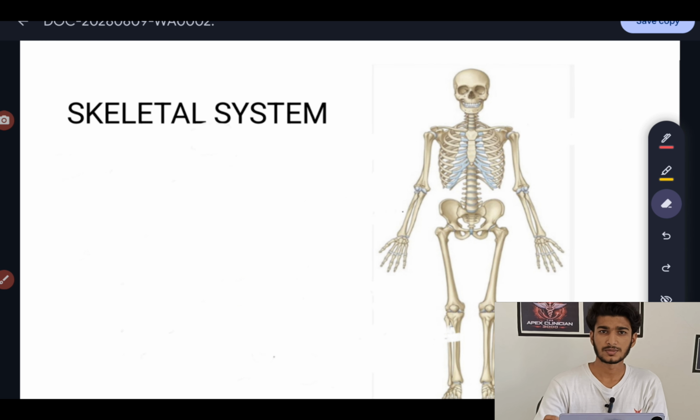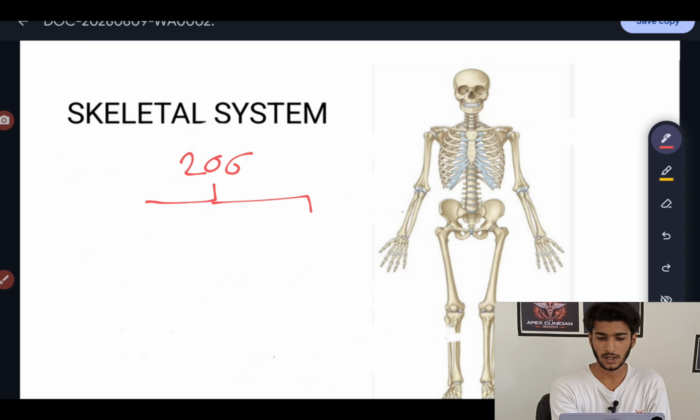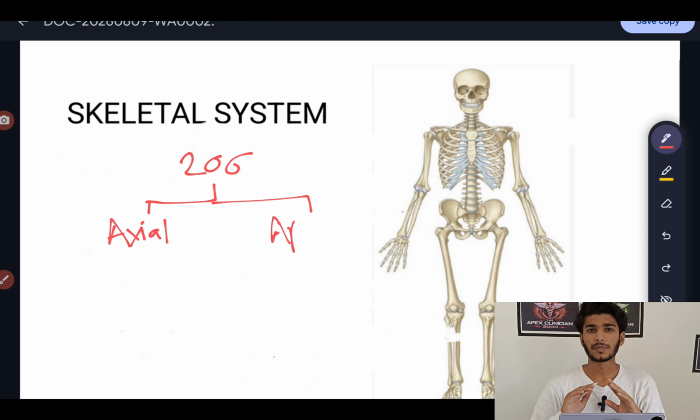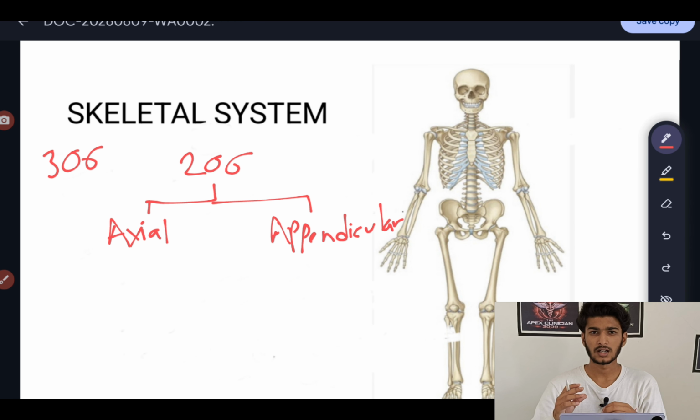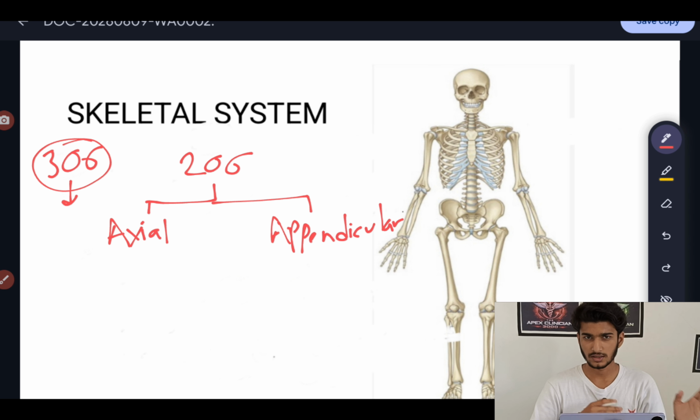The human skeletal system basically consists of 206 bones, divided into two parts. You should basically know that the 206 bones in an adult are divided into the axial skeleton and the appendicular skeleton. But in babies, the number of bones is increased, around 306 bones. And these bones merge in adult age and become 206 bones.